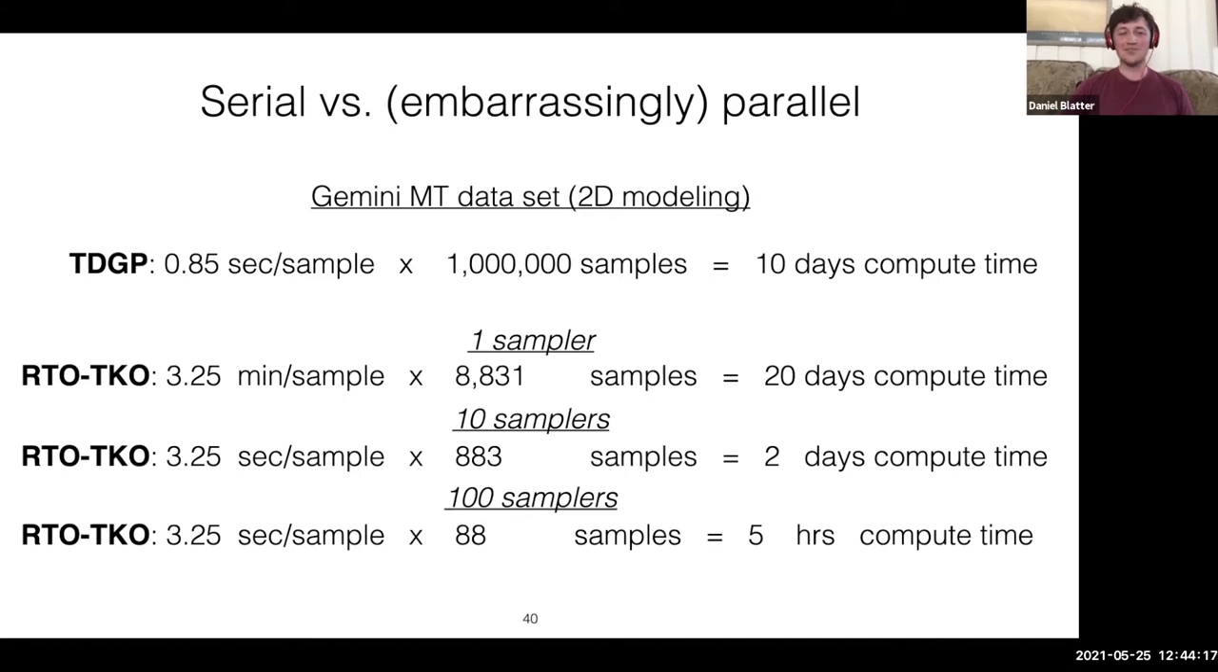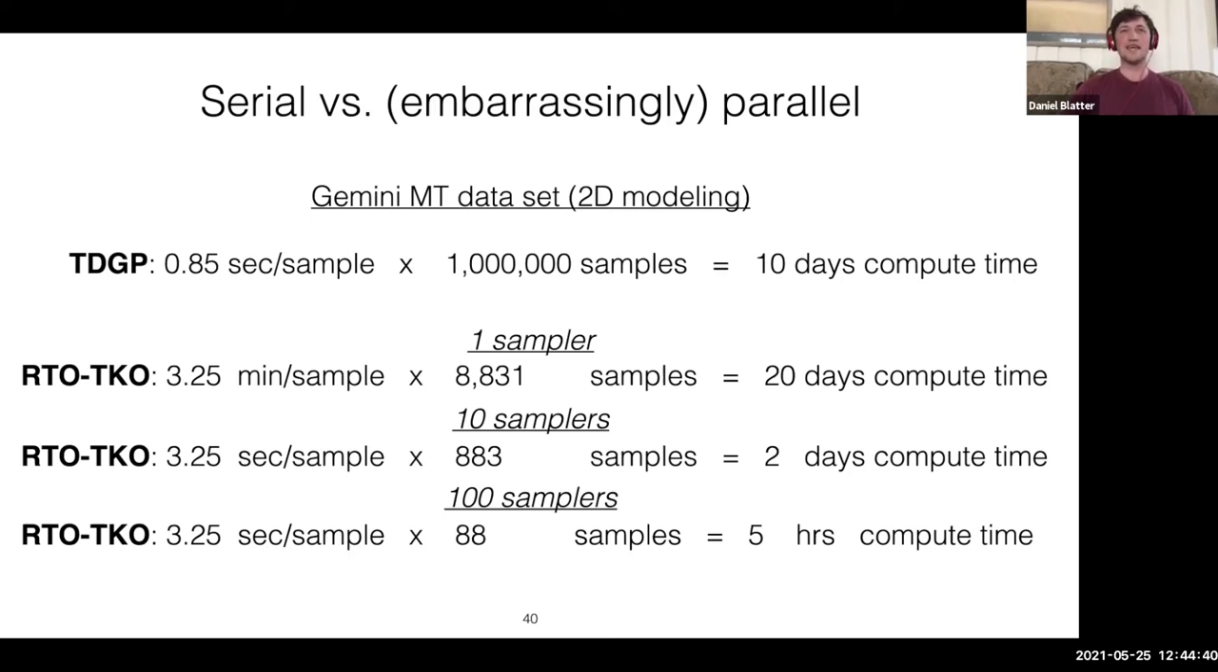If I have 10 samplers, I only need 883 samples per sampler, which means I now only have to wait 2 days to get UQ. And if I had 100 samplers at my disposal, it would only take 5 hours. When I actually inverted this data set, I had 10 samplers. So it only took 2 days instead of 10 for TDGP. But if I had access to 100 samplers, it would only take 5 hours.